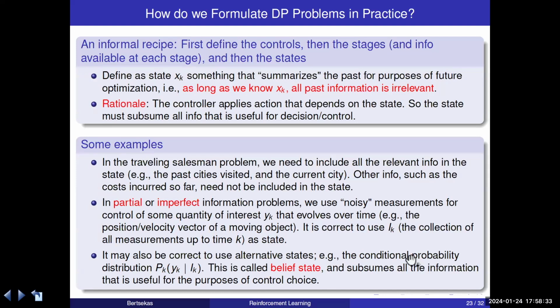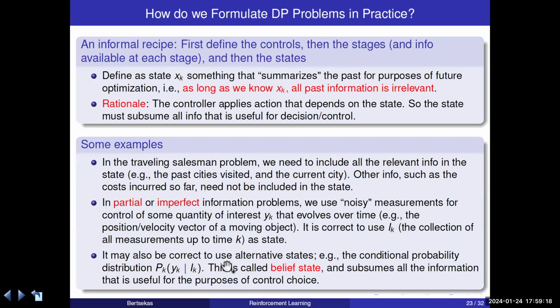It's possible to use the conditional probability distribution of the quantity of interest given the information. In other words, instead of using I_k as state, which may be difficult to deal with, you may use a probability distribution over the quantity of interest given the state. That would also be a legitimate choice for state. In the POMDP literature, the partial observation state literature, it is called the belief state, some kind of probabilistic state. It subsumes all the information that's useful for the purposes of control choice, but it is in a probabilistic form.